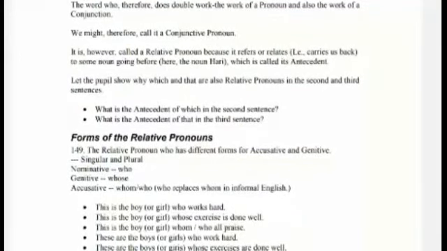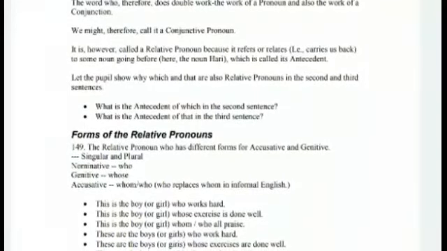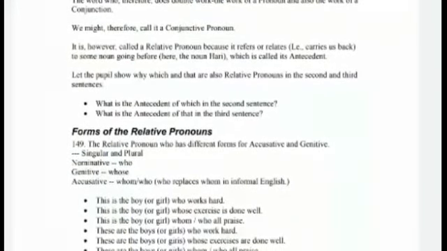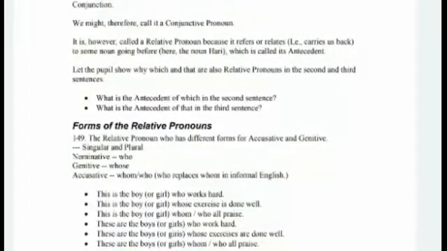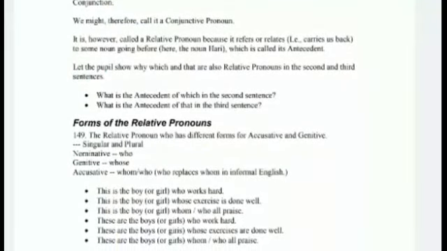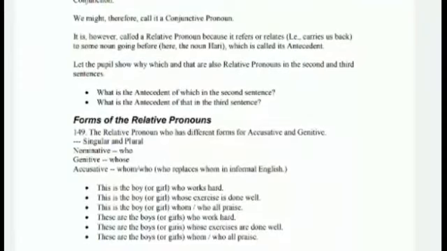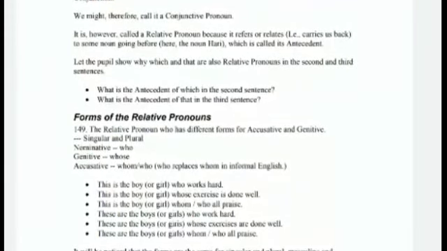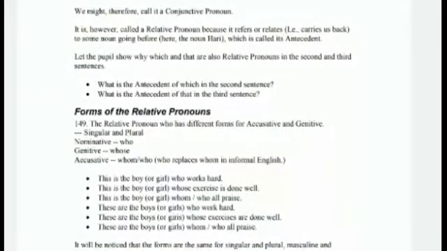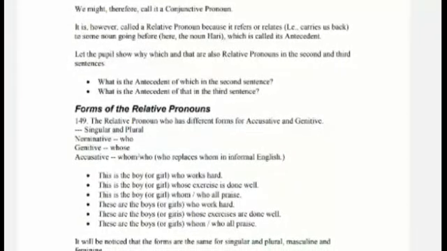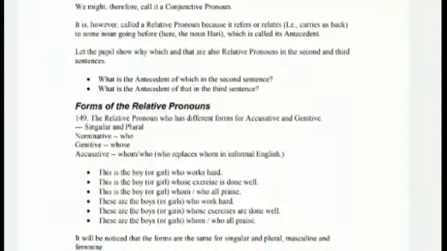Forms of relative pronouns. This is the boy or girl who works hard. This is the boy or girl whose exercise is done well. Here also we have different forms: nominative, genitive and accusative. In nominative, singular and plural, who only. In genitive, whose. In accusative, whom or who.